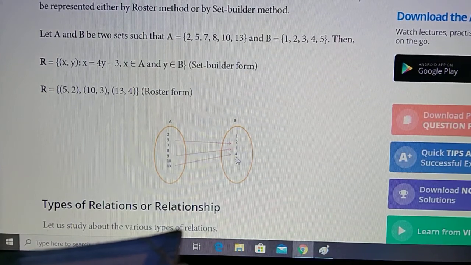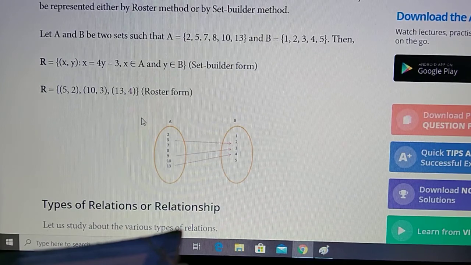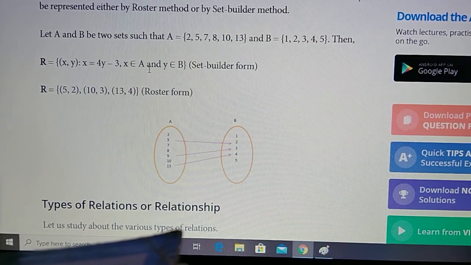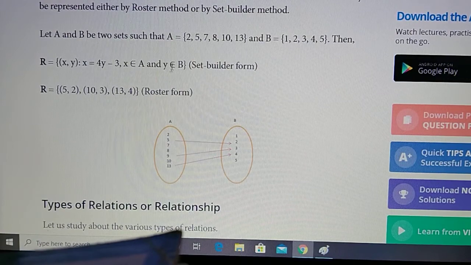Similarly, 4 has a 13. But if you keep the value of 5, then 5 multiplied by 4 becomes 20, and 20 minus 3 is 17, but we do not have any such element in A. So there is no relation, or you can say there is no arrow from 5. Finally, the roster form can be written as (5, 2), (9, 3) and (13, 4). Hope you have understood the difference between set builder form and roster form as well.